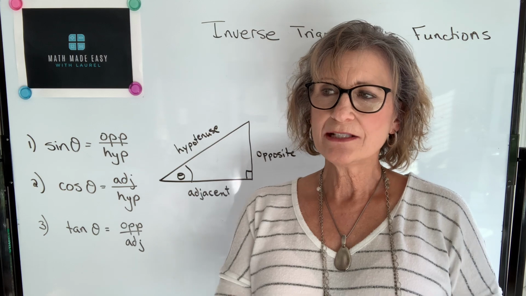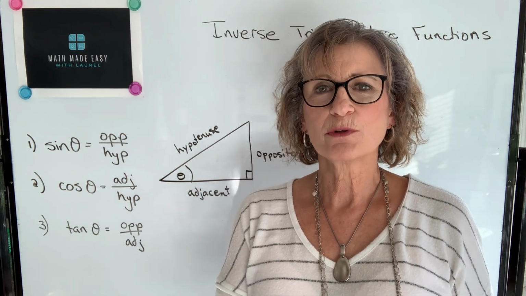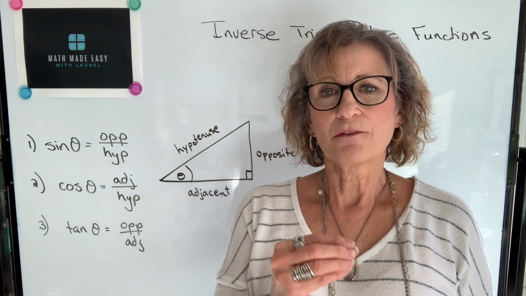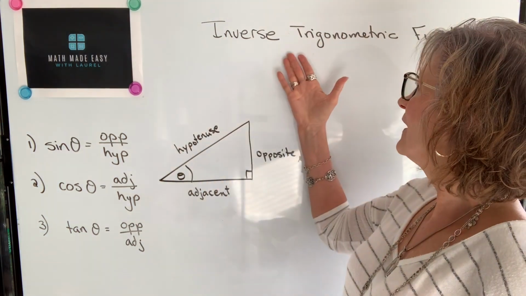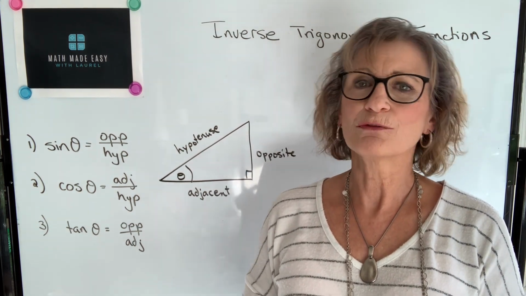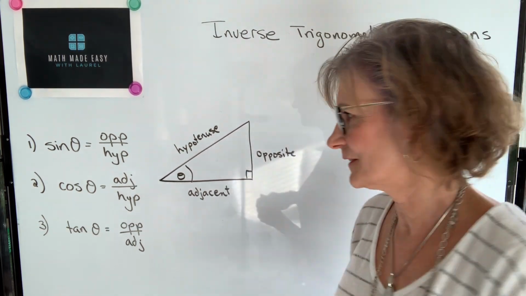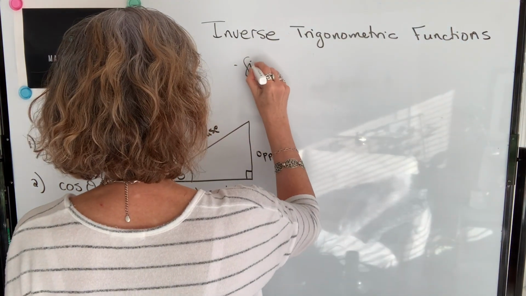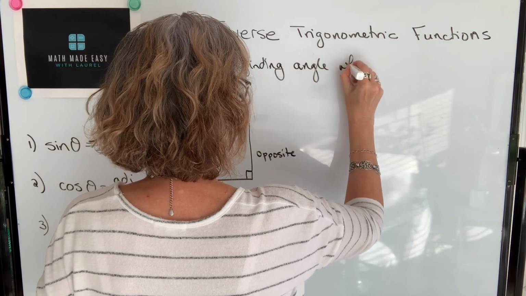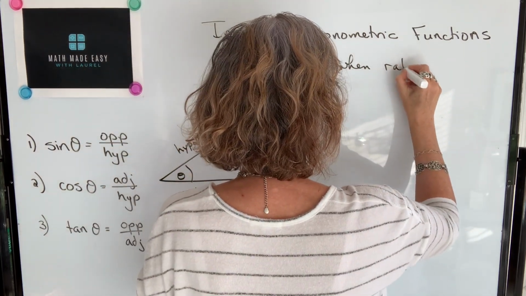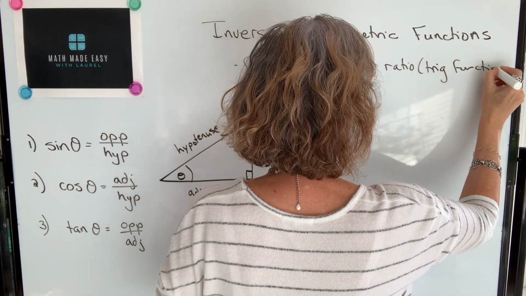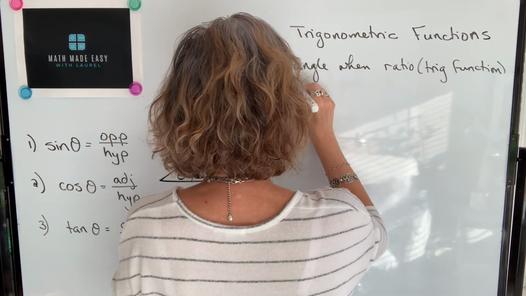So what we did before when we were finding trig functions, we knew the angle, we were finding the ratio of certain sides. When we're finding inverse trig functions, we actually are given the ratio and we're finding the angle. So we're doing the opposite. So here we're finding the angle when the ratio, which is the trig function, is known.